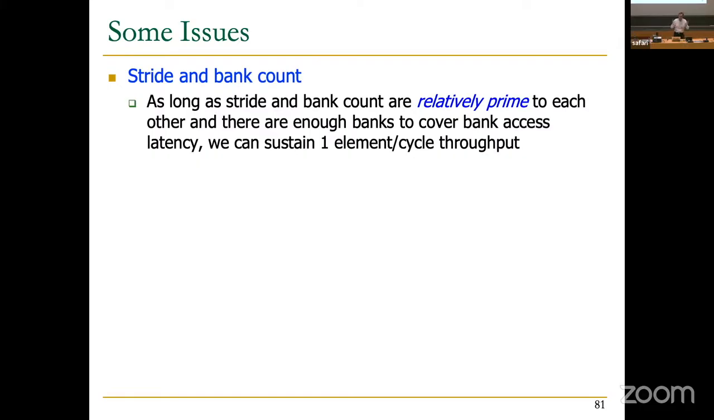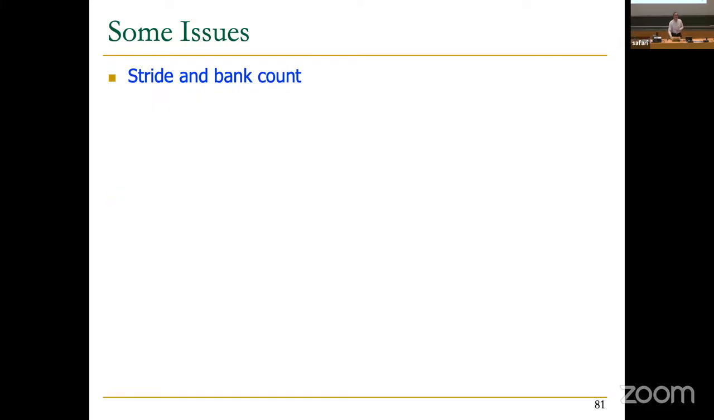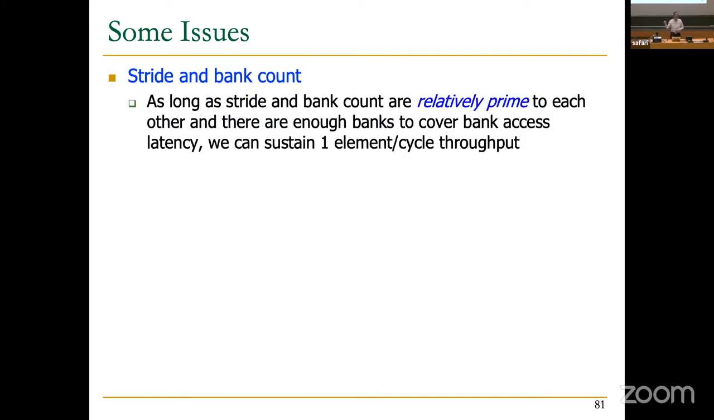How do you make sure that happens? Good luck. Especially if you have a 2 to the power of n number of banks, this is very difficult to achieve. If your number of banks can be a prime number, well, that becomes interesting, but then how do you do the address mapping with a prime number?